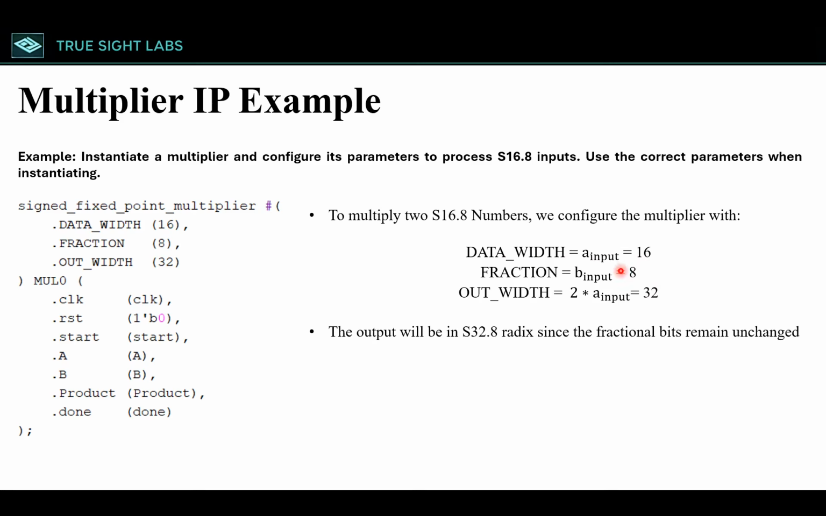We use those parameters, and here on the left, this is what the IP core will look like when instantiated. And the output will be an S32.8 radix since the fractional bits remain unchanged. So that's how you would instantiate the multiplier IP core. And it's important to note that the reset is 0, and that will always be true.